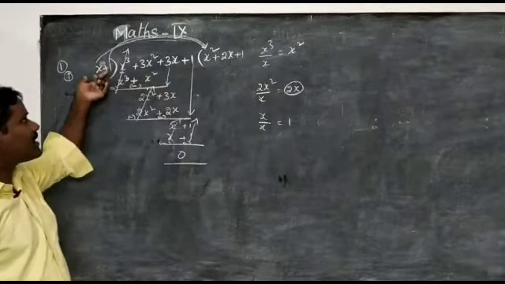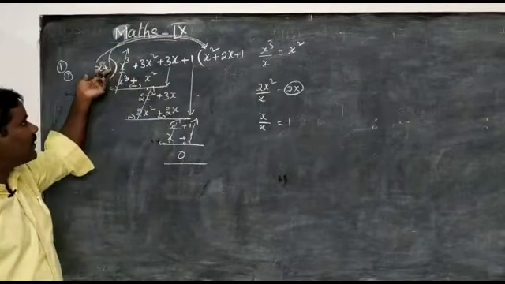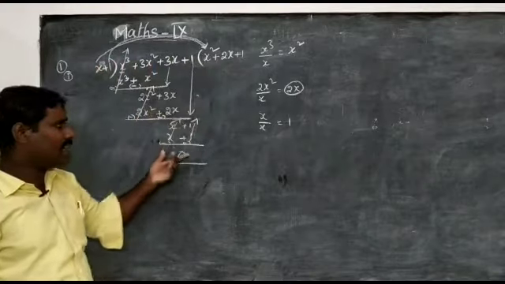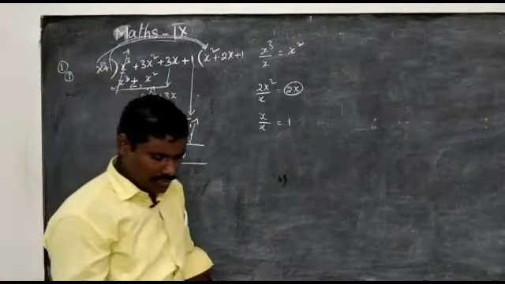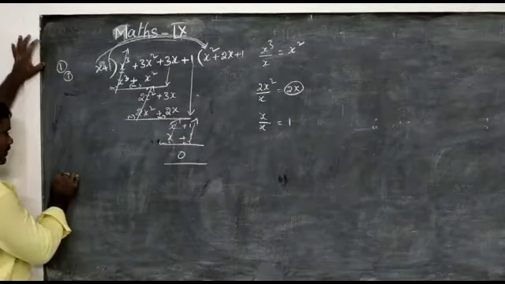Dividend, divisor, quotient, remainder. Now we are going to the next problem, the first part, Roman numeral three.